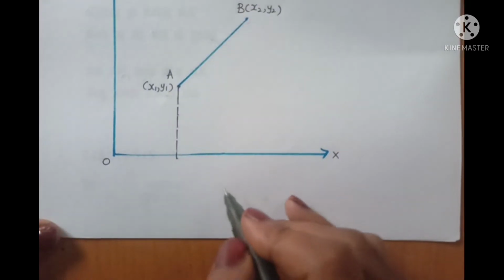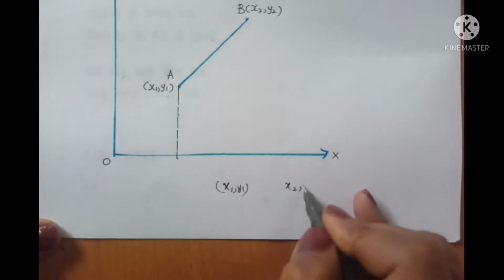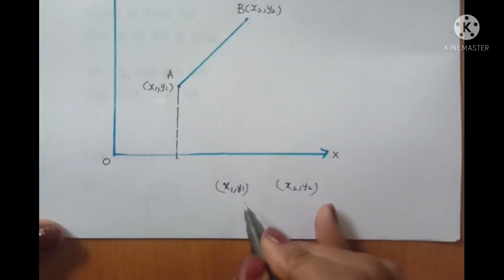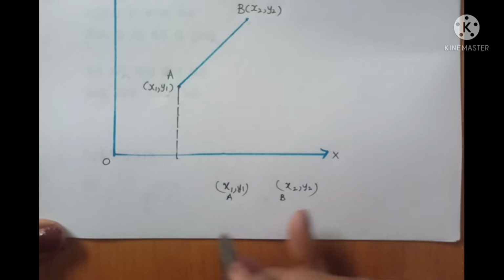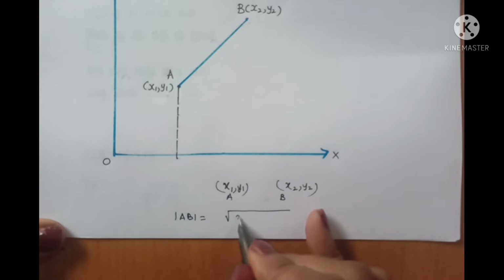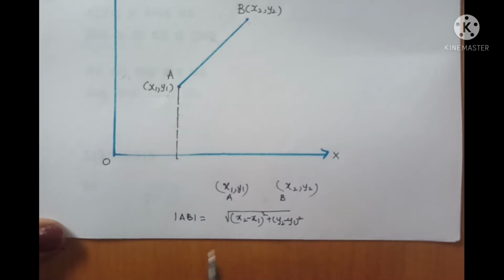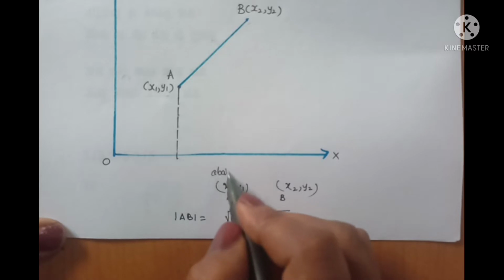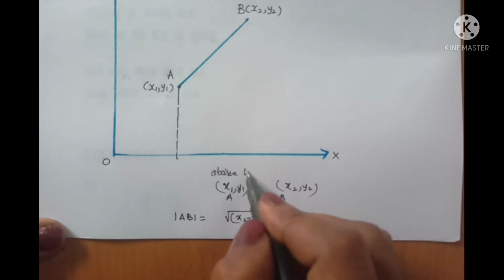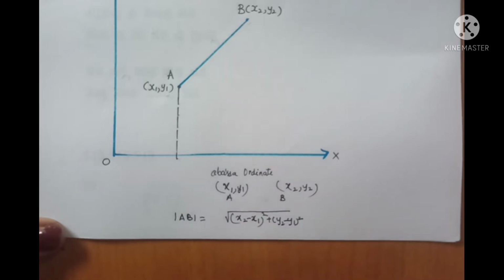If there is any point (x1, y1) and another point (x2, y2), the distance between these 2 points A and B, that is distance AB, will be equal to the square root of (x2 minus x1) whole square plus (y2 minus y1) whole square. The x part is known as abscissa, and the y part is known as ordinate, and together they are called coordinates.